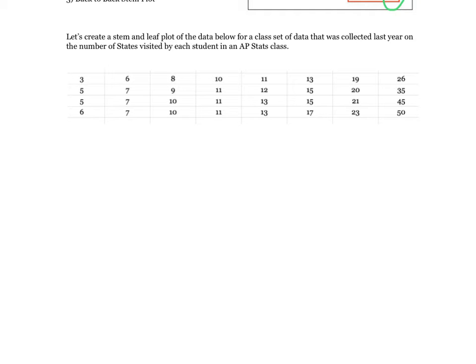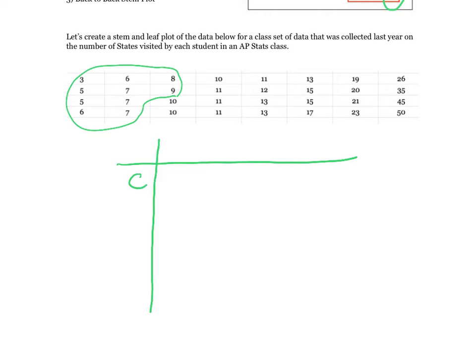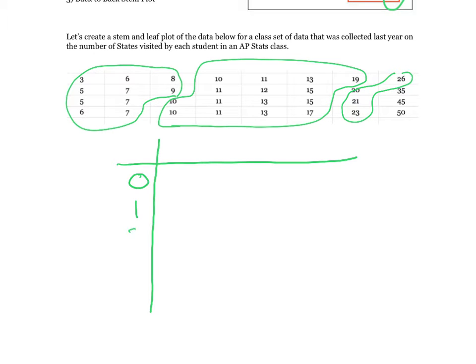So to make a stem and leaf plot, the first thing you do is draw a vertical line and then a horizontal line across the top, kind of like a T. And down the vertical line, we're going to list all the stems. So there are some single digits, obviously, and those have a stem of 0. There are some teens right here. Those all have a stem of 1. We have some 20s, so I need a 2. We have a 35, I need a 3. We have a 45, I need a 4. And I have a 50, so I need a 5.